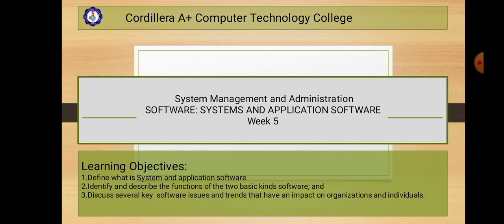So this time we are now in week 5 of your subject, which is System Management and Administration. And today's topic we will be discussing is software: systems and application software. At the end of the lesson, you will be able to define what system and application software are, identify and describe the functions of two basic kinds of software, and discuss several key software issues and trends that have an impact on organizations and individuals.